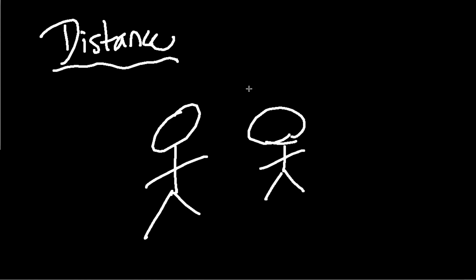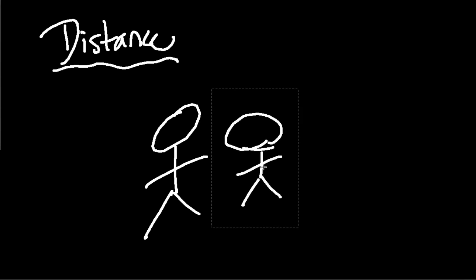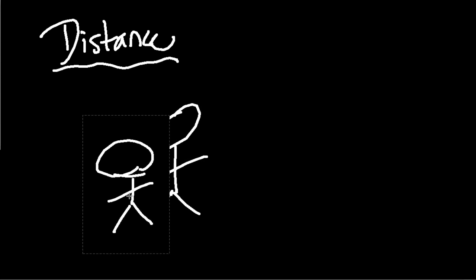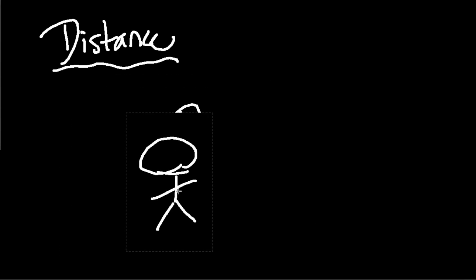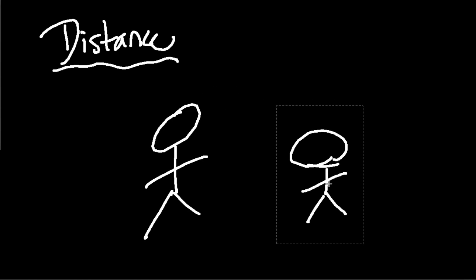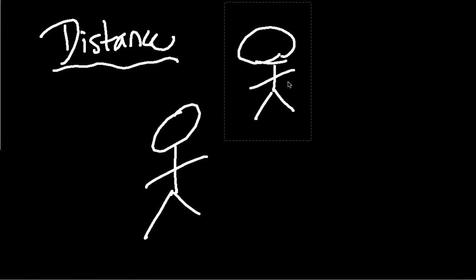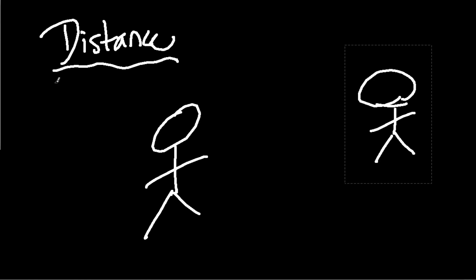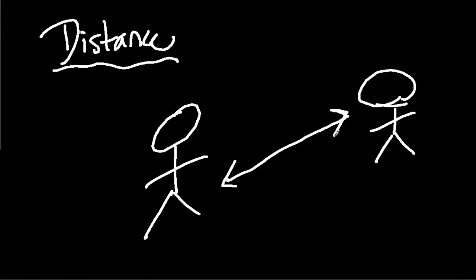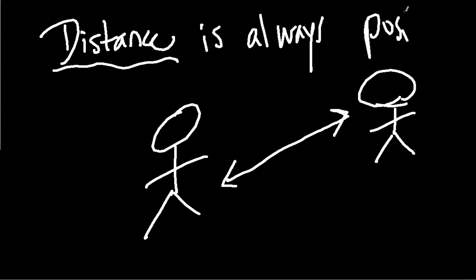Distance is a really important concept that's always positive. We have this person standing exactly where the other person is. The distance between them is 0. But wherever I move this person around the other one, there is some positive distance between them, something you can measure. It doesn't matter if it's on this side or this side right here. Distance is always positive. Always.